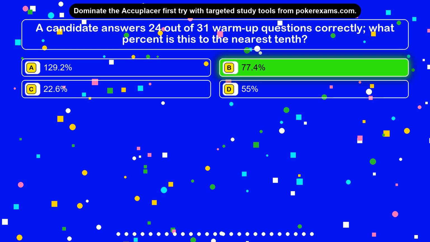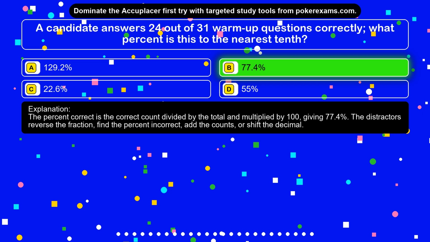77.4%. The percent correct is the correct count divided by the total and multiplied by 100, giving 77.4%. The distractors reverse the fraction, find the percent incorrect, add the counts, or shift the decimal.